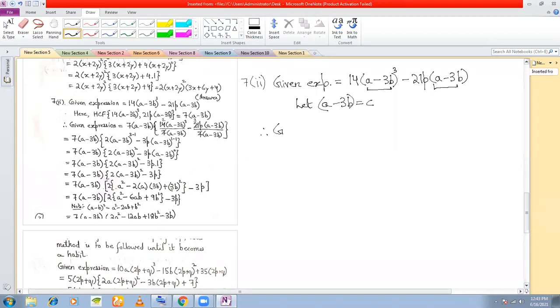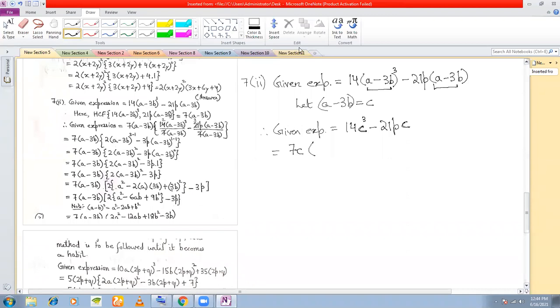Therefore, what does the given expression become? 14c cube minus 21pc. So these are only two terms, right? Now in these two terms, you will have to see what the HCF of these two is. First of all, 14 and 21. What is the HCF of 14 and 21? It is 7. So take out 7. And then you have a c cube here and a c here. So among c cube and c, you take the lower power of c as the HCF. So 7c you take out.